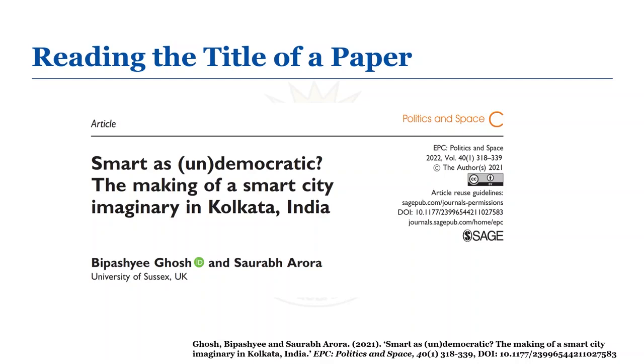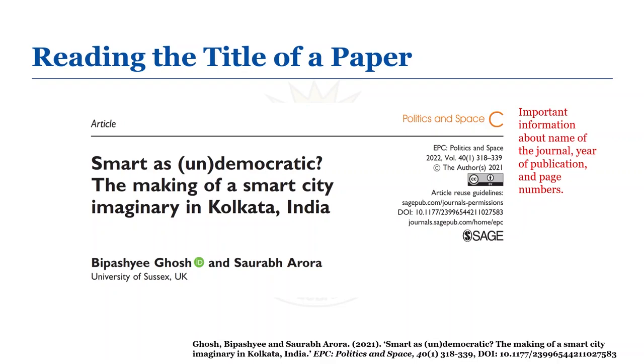All journal articles provide detailed information about the location of the paper. In this case, on top right corner, we see this information clearly. The name of the journal, which is Politics and Space, volume and issue number given in brackets, the page numbers of the article and the year of publication.